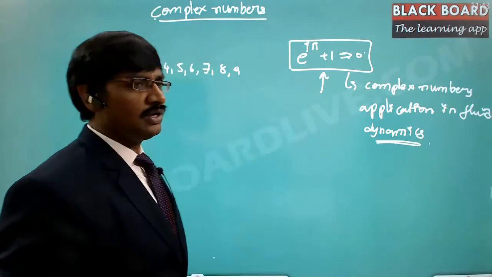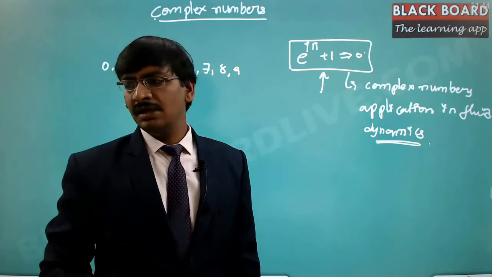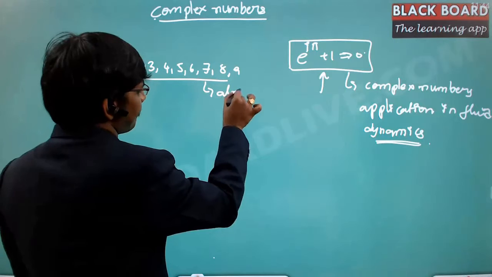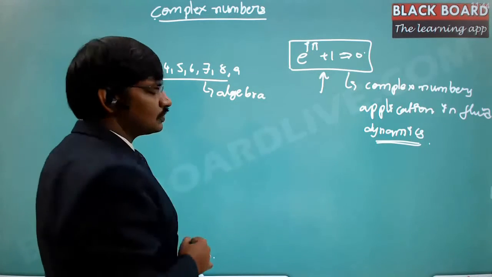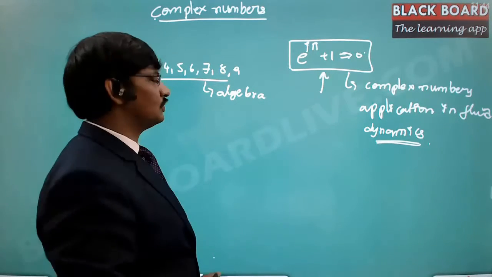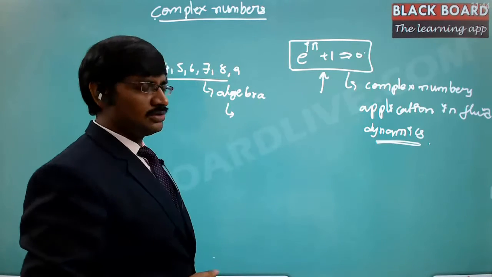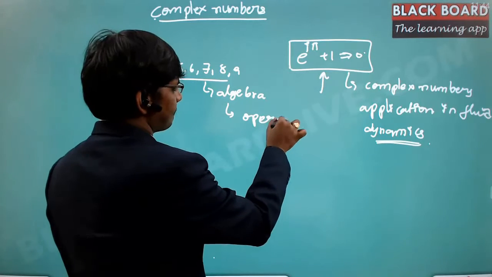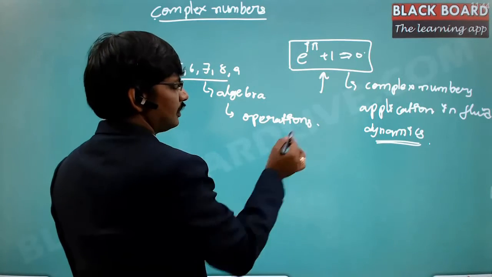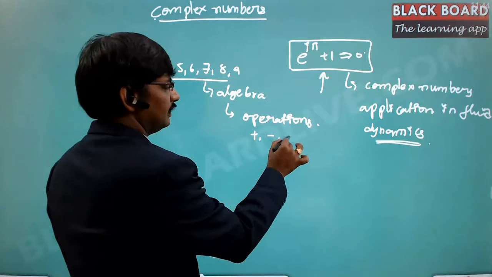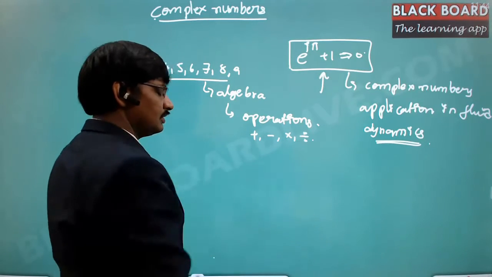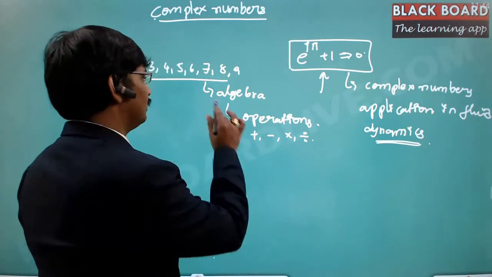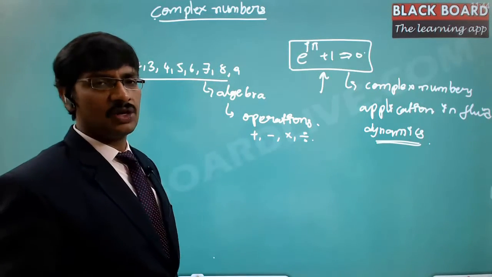Why we are using these numbers to count is that these sets of symbols are defined in algebra, with associated properties. The properties come with the operations. Those operations are plus, minus, into, and division. These are the 4 different operations that are going to be used along with these symbols to have a certain understanding of counting.